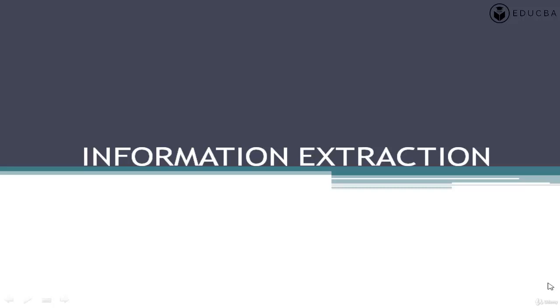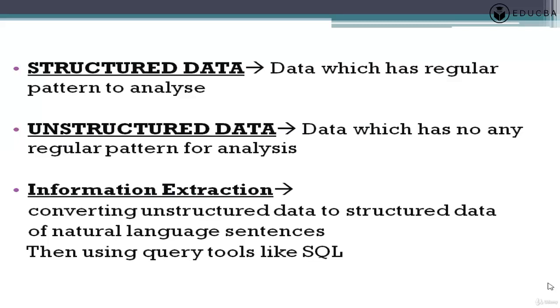Hello guys. So today we are going to start a new topic, that is information extraction in natural language processing. So basically what we are doing is we have to extract some meaningful information from your text. Okay. So let's see. Now we know very well that there are two different types of data. What is that? That is structured and unstructured.